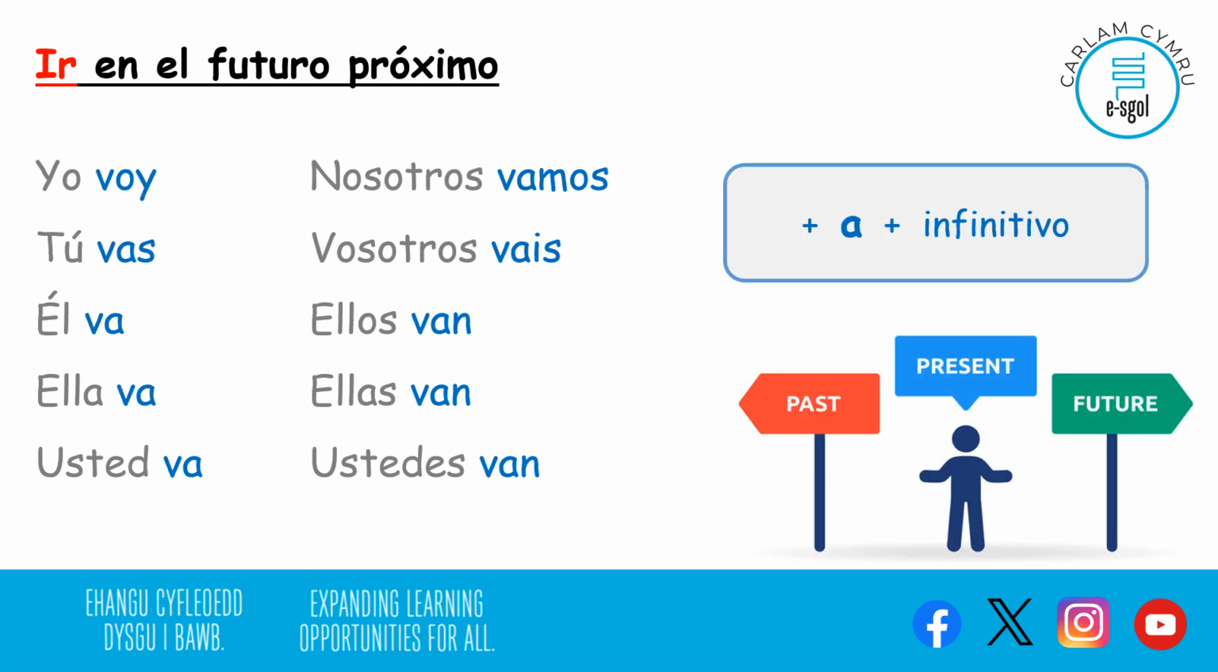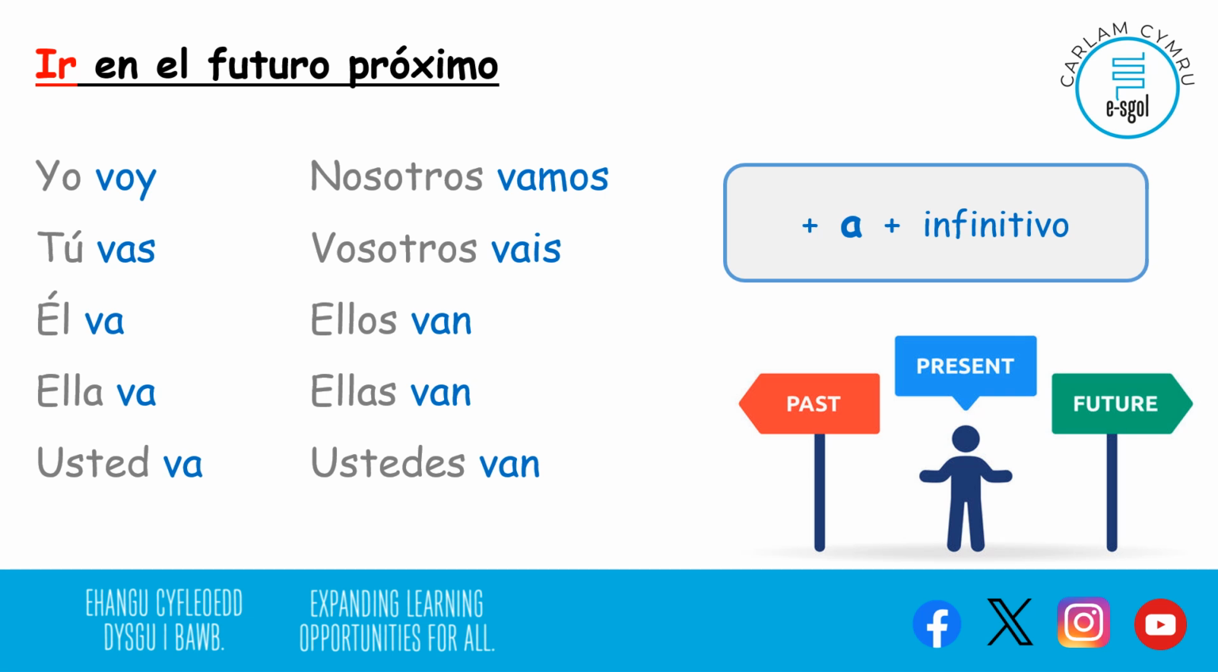Then we have ir en el futuro próximo. The futuro próximo is the near future, so basically what you're going to do. And it's probably easier than the future simple. If you can remember the verb ir in the present tense, this is exactly the same. So we have voy, vas, va, vamos, vais, van.